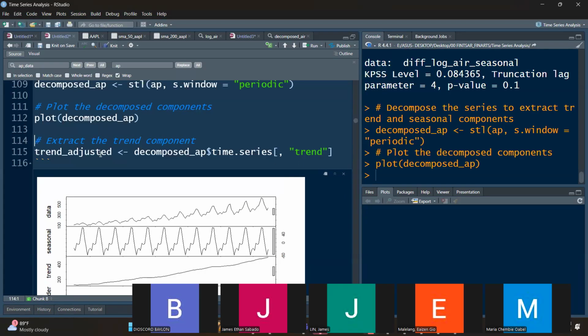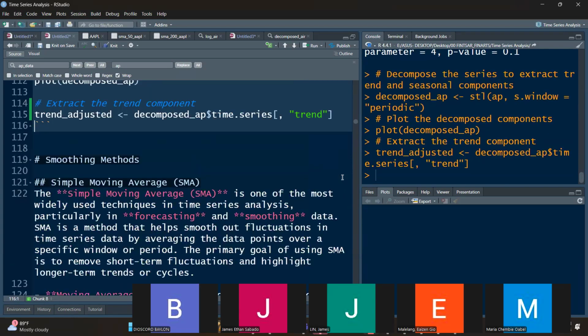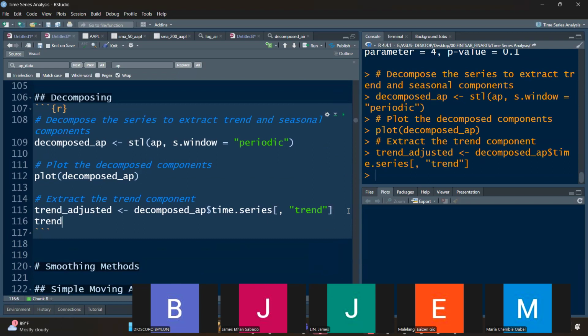Then you can actually print the trend. So it's the decomposed object, decomposed AP, and then the time series. If we run this and print this trend, let's call this just TR, trend adjusted. Maybe you would like to have it printed.